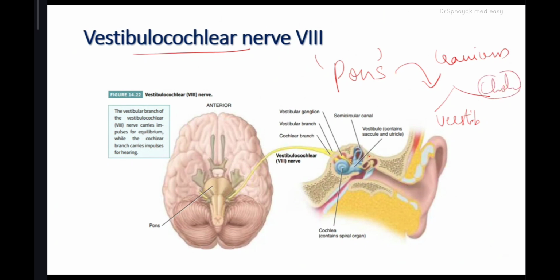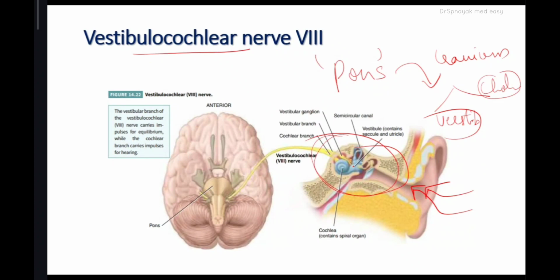Cochlear nerve will innervate into the cochlea, and vestibular nerve will innervate into the vestibule. There are two main tissues in the middle ear: the vestibule and the cochlea. Both of these tissues are very important in sensing the sound waves which are coming from the external ear.